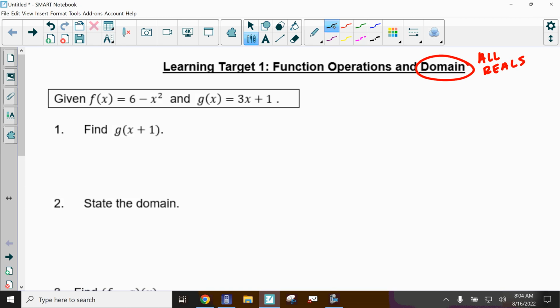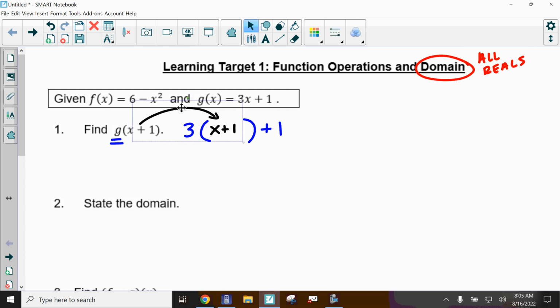Problem number 1 says find g of 1. Now the fact that it says g tells us that we have to work with the g problem. So the g problem is going to be 3, x turns to these parentheses, and then plus 1. Then inside those parentheses, we plug in the x plus 1. So we put x plus 1 in here, and then we simplify. So when we simplify, we basically have to follow sort of like PEMDAS. You put this x plus 1. And a lot of times it's just going to be distribute unless you have an exponent.